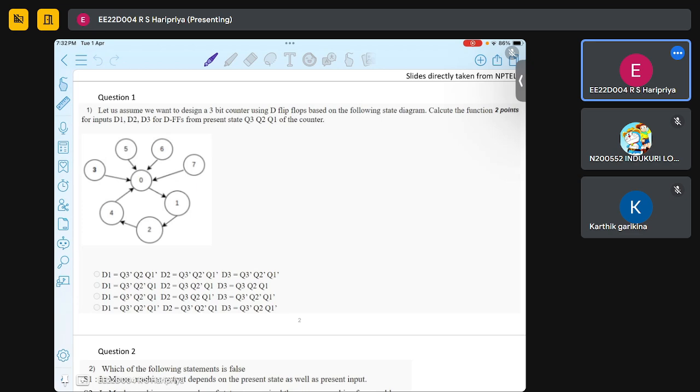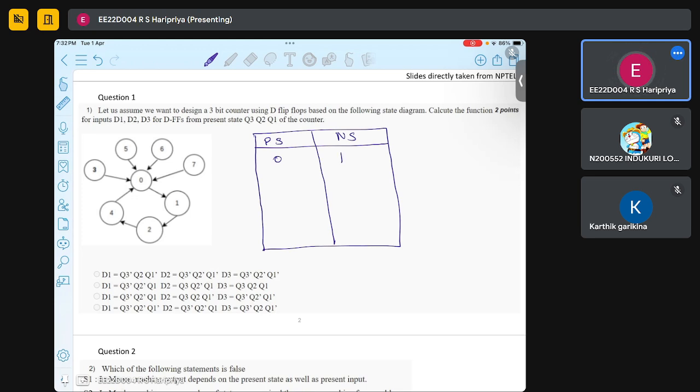Yeah. So let's solve this. The next state will be the output. So you can directly write the present state and next state alone. Present state, next state. If it is 0, it goes to 1, 1, 2, 3, 0, 0, 5, 6.